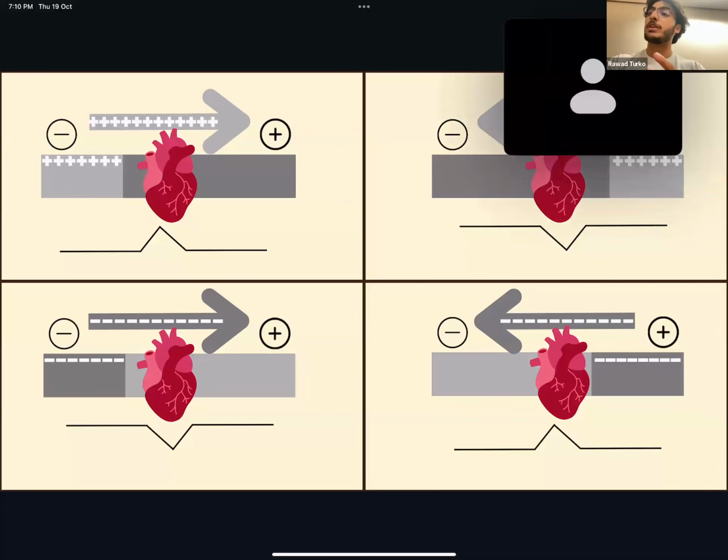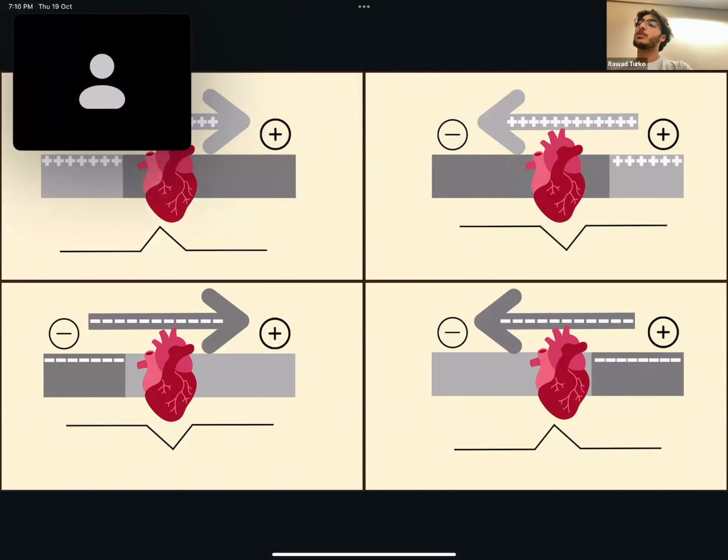And again, we have 4 cases. The fourth one, or the third one, sorry, top right this time. A depolarization moving away from the positive electrode, or in other words, towards the negative electrode, again, will be a negative deflection. And finally, a repolarization, or negative charges moving towards the negative electrode, will give you a positive deflection. Now, this all might seem like a bit much.